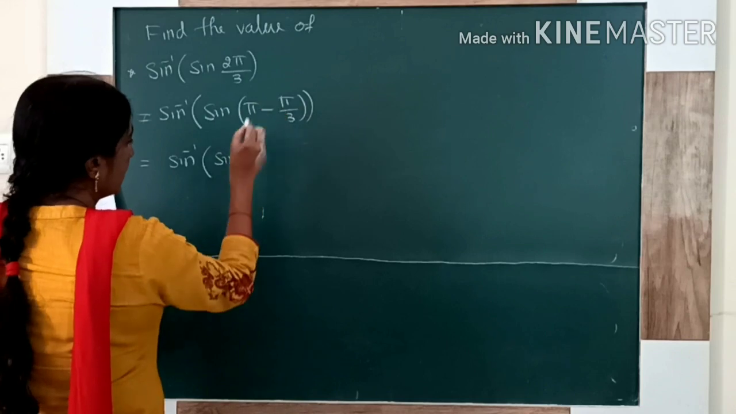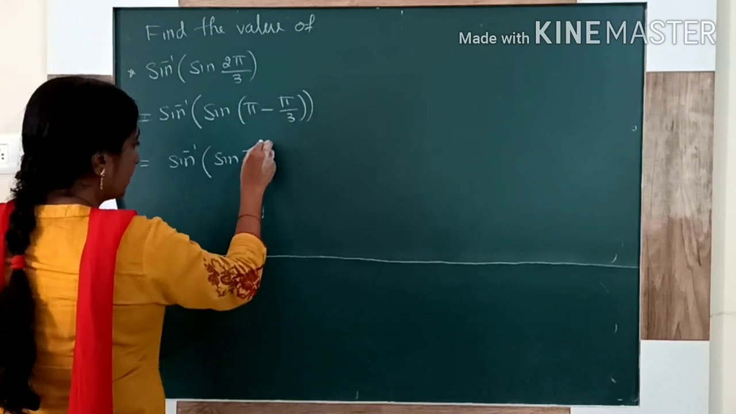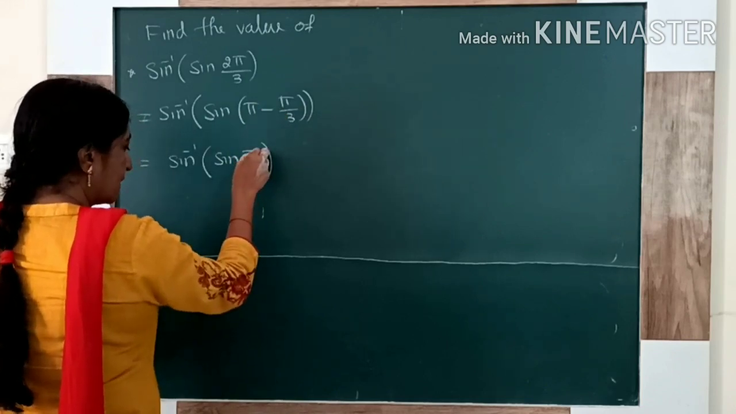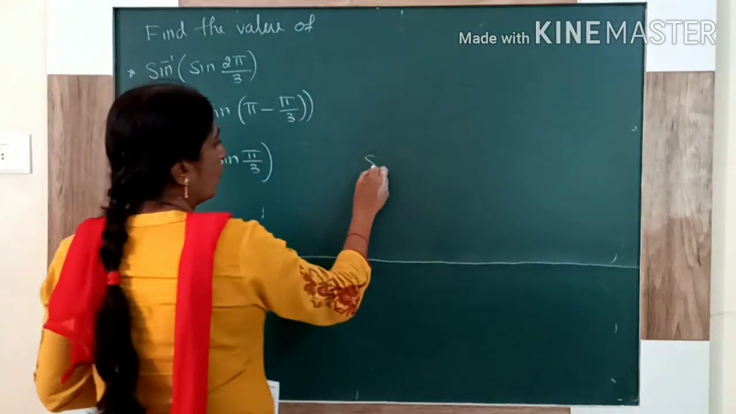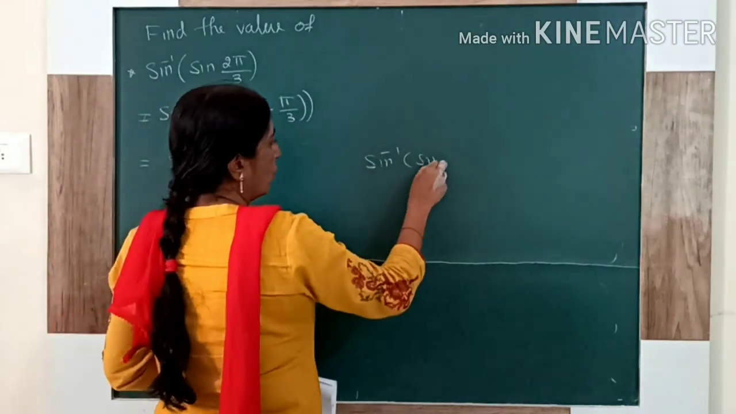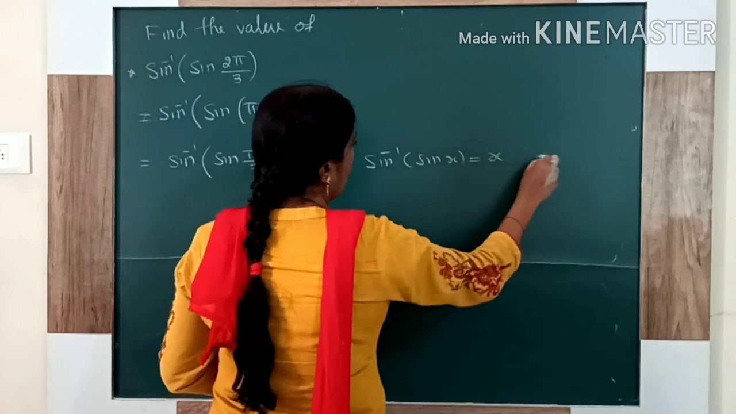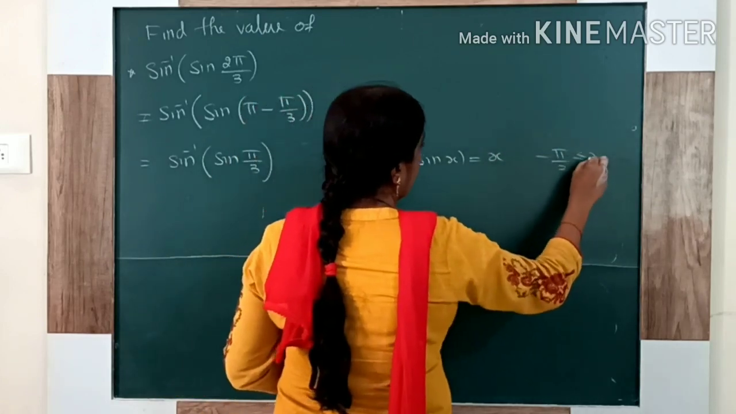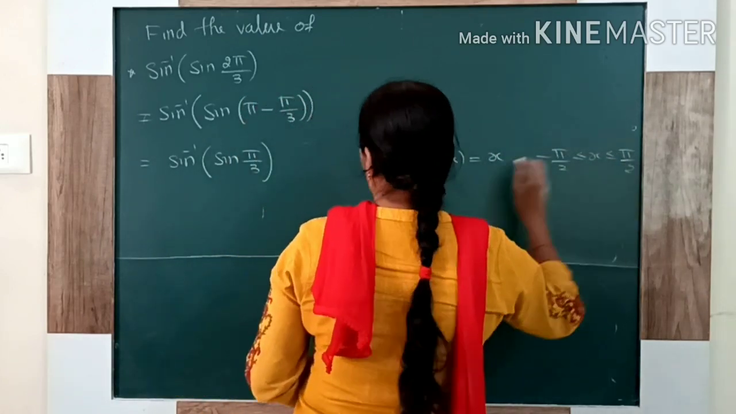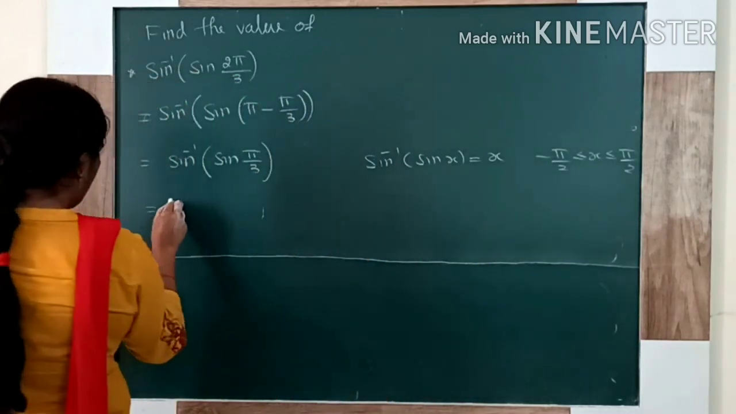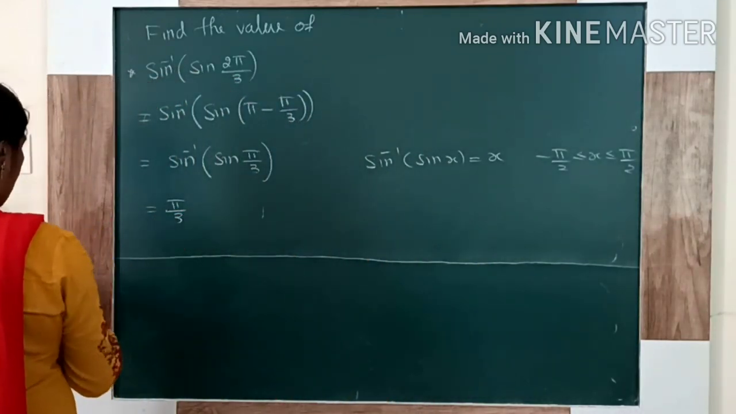Sin of 180 minus theta is sin theta. Here theta is pi by 3. Pi by 3 means 60 degree. Now it is in the form of sin inverse of sin x, that is x, because x is lying between minus 90 and plus 90, which is 60 degrees. So the final answer is pi by 3.